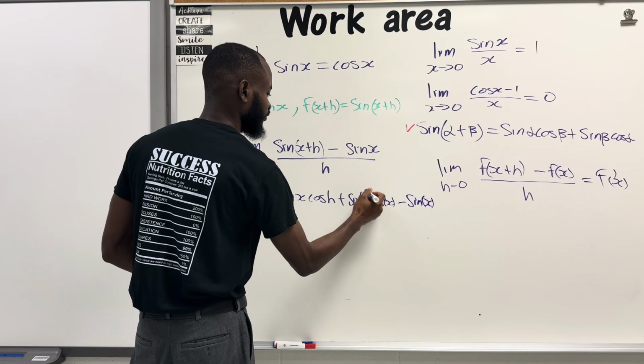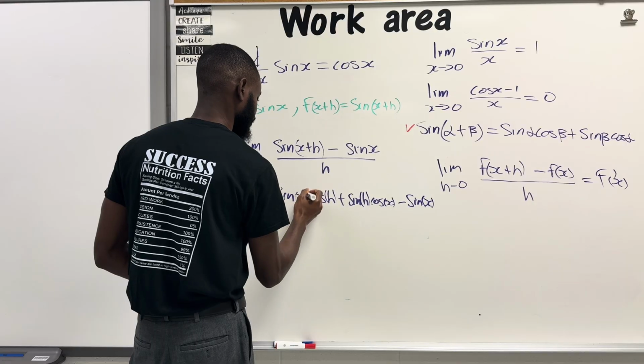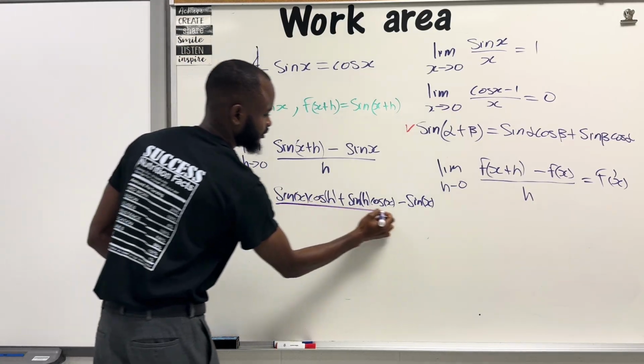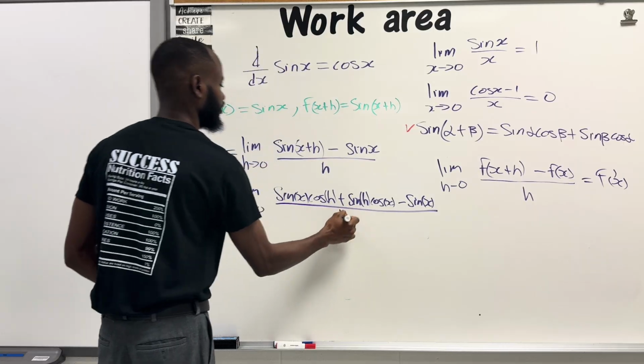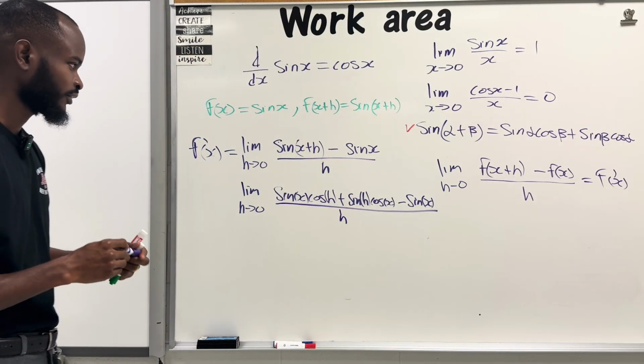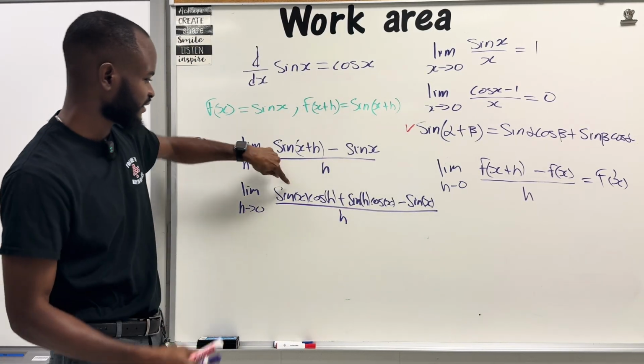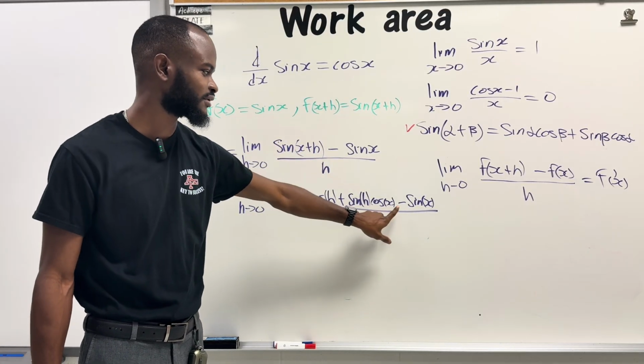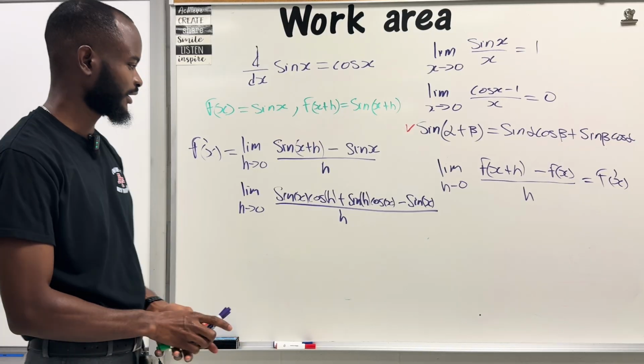Let's put those in parentheses like that. So it's starting to differentiate it. And we're dividing all of that by h. All right? So this is just sine of x cos of h plus sine of h cos of x minus sine of x. All right?